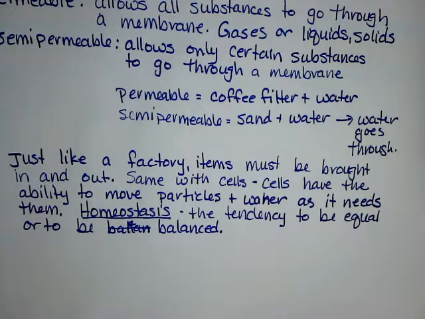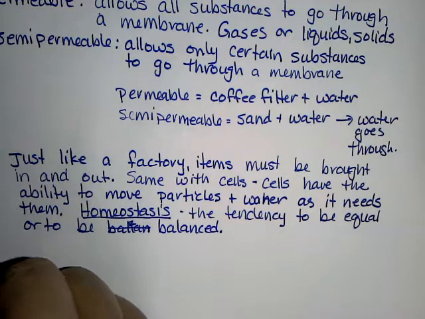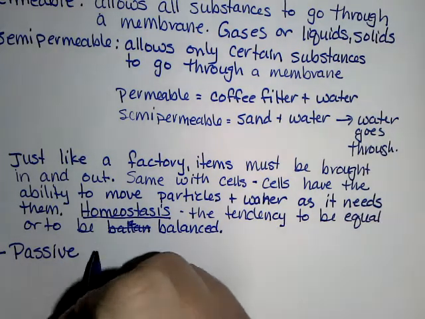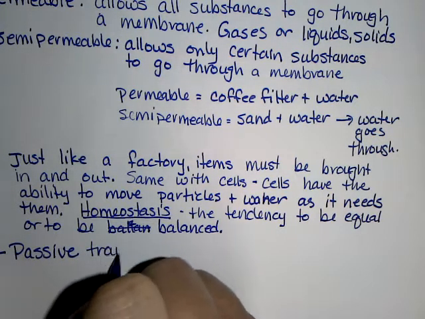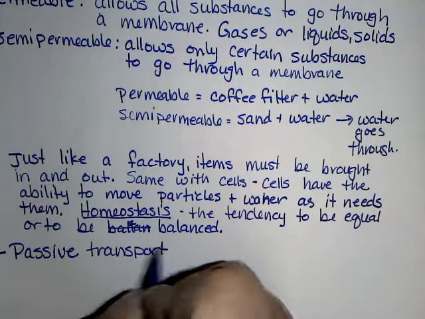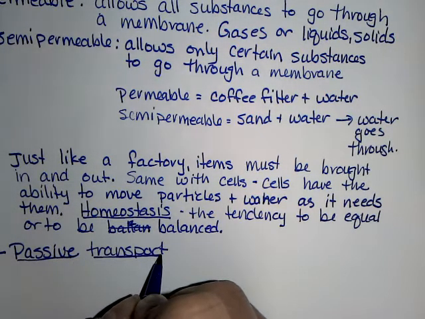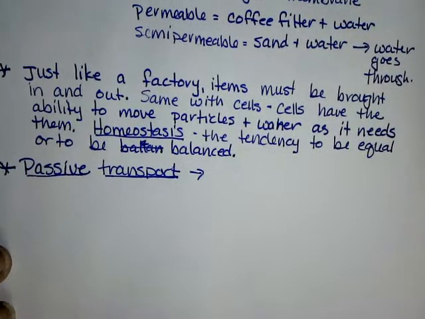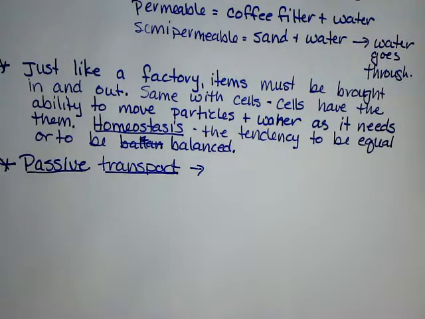Okay? All right. So let's break this down. There are two types of transporting things in and out of the cell. So we're going to go through both types. Type number 1 is called passive transport. I know, here's where all the big vocabulary comes in. Passive transport. Please underline it because it's really important.